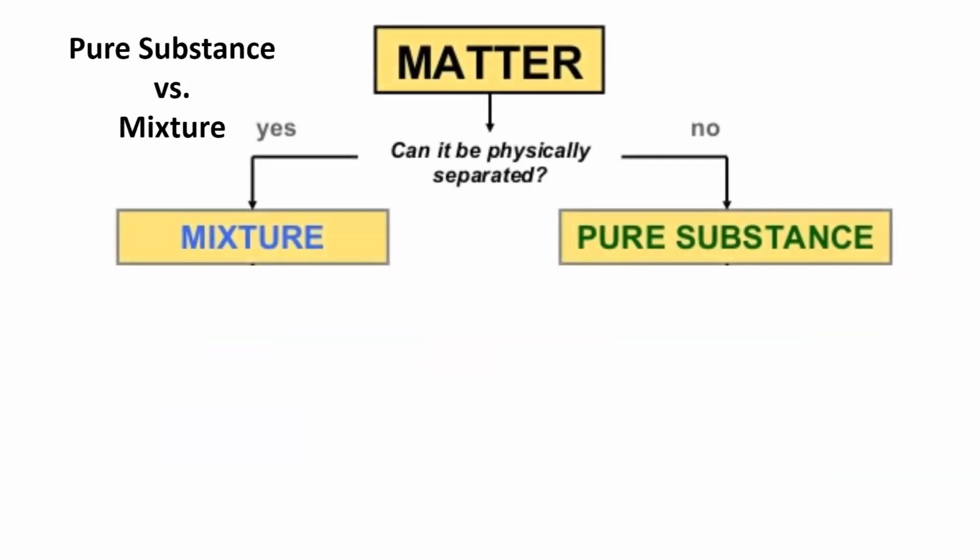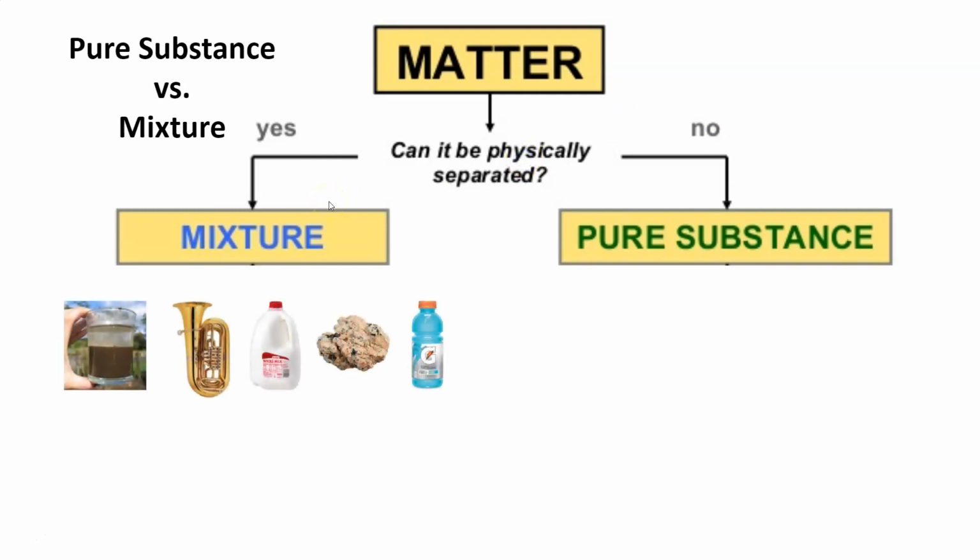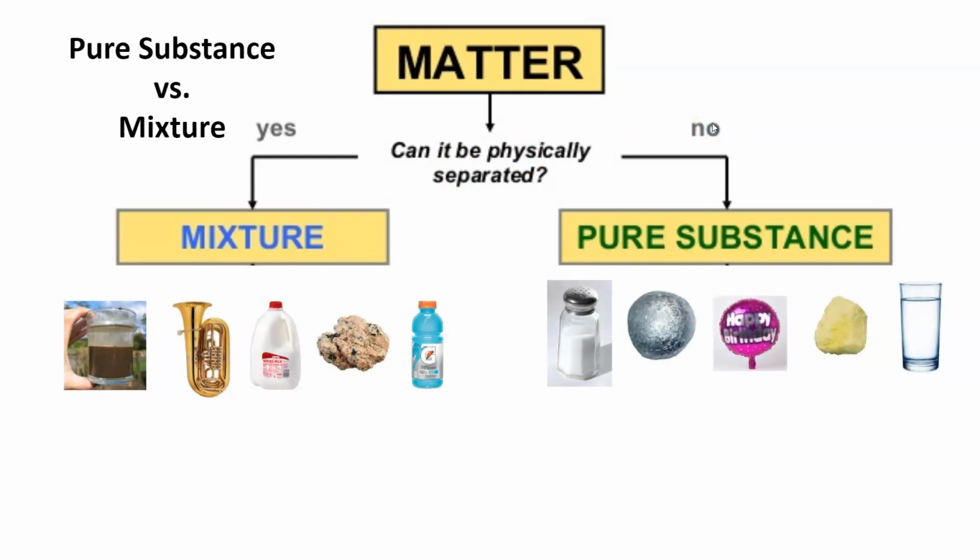Now, the first way that we classify matter is whether it's a pure substance or a mixture. So to classify matter as a pure substance or a mixture, the first thing you ask yourself is, can it be physically separated? If it can be physically separated, then it's a mixture, like these examples here. And if it cannot be physically separated, it's a pure substance. Now, when you hear the word mixture, it probably already gives it away what it means. A mixture means it's made up of 2 or more pure substances, whereas a pure substance only has one type of substance in it.